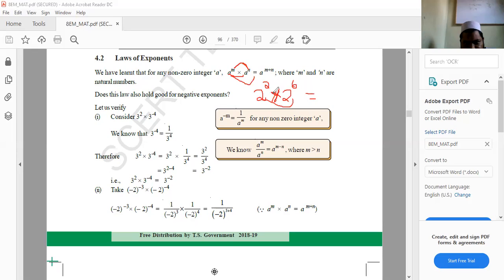Important thing: they must be in multiplication. This law is valid only for multiplication, not for addition, not for subtraction, and not for division. Okay, so we can write 2 power 2 plus 6. We can add the powers since their bases are the same, so it will be equal to 2 to the power 8. This is the first law of exponent.